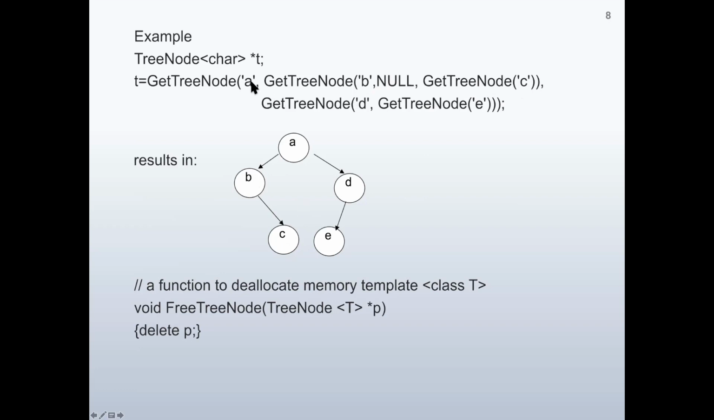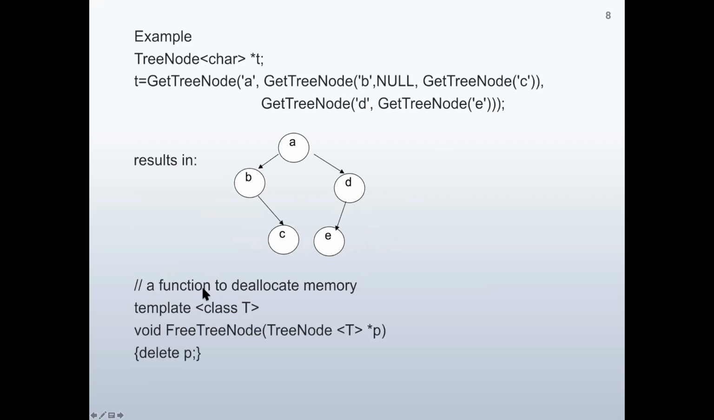And for the right field of node A, again we have getThreeNode, which creates a node with data D, for which we have here getThreeNode again to create a node with data E. Because no data is provided for the left and right fields, E is created with null value in the left and right fields. And also no link is provided for the right field of the node having data D, so there is no right subtree.